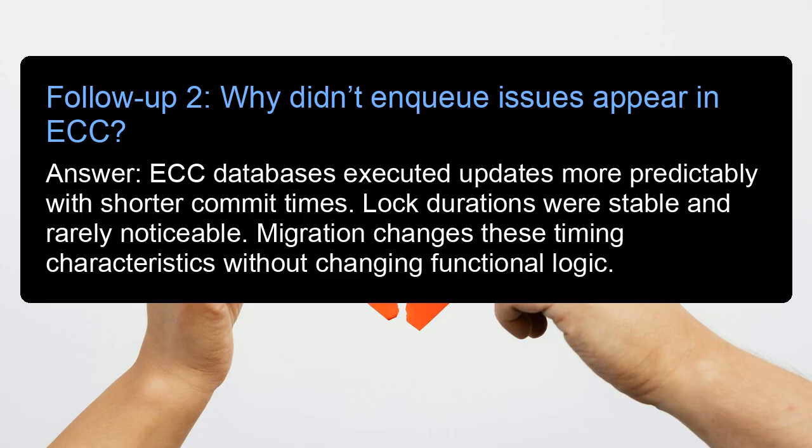Follow-up 2. Why did NQ issues not appear in ECC? Answer: ECC databases executed updates more predictably with shorter commit times. Lock durations were stable and rarely noticeable. Migration changes these timing characteristics without changing functional logic.